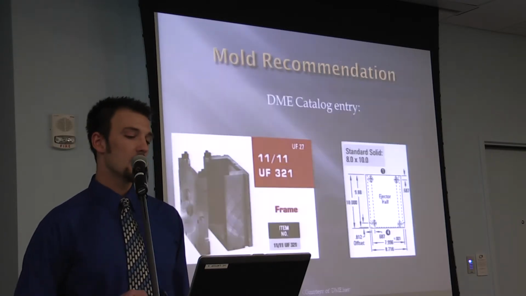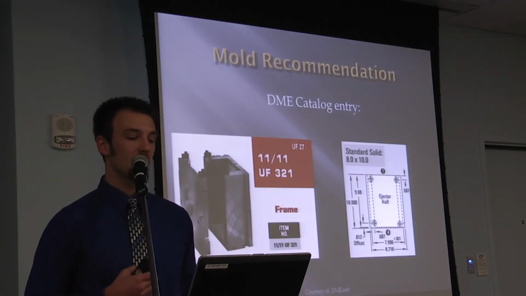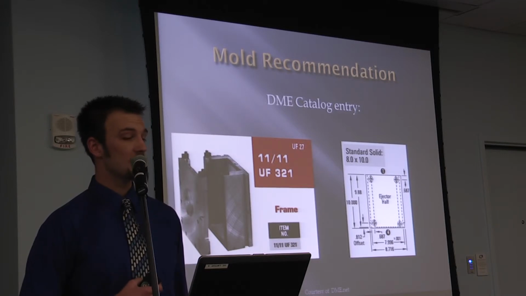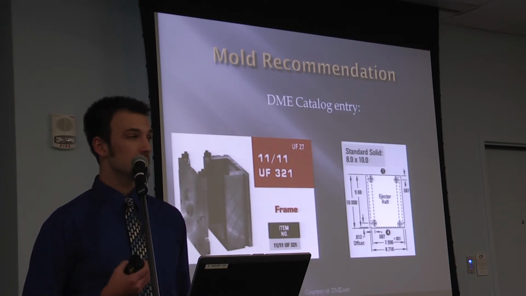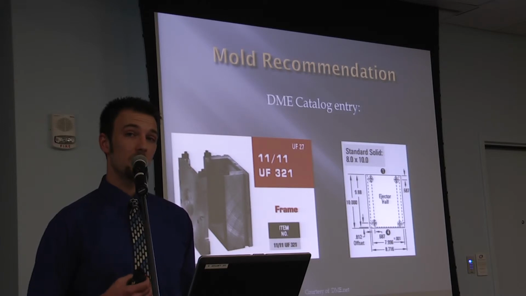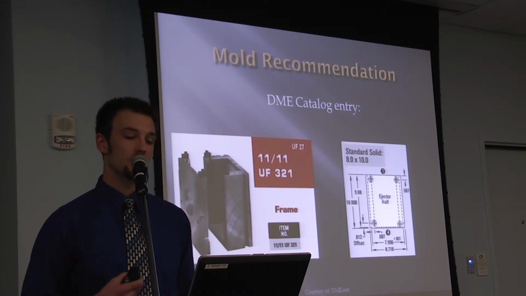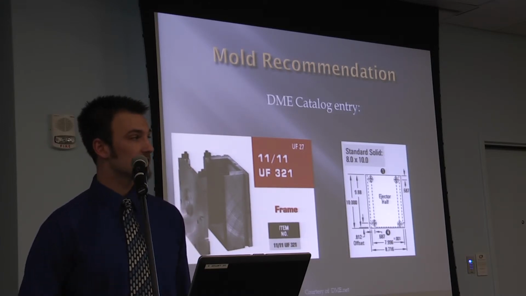at USI. What I would recommend is the 11 by 11 UF321 from the DME catalog. This is 8 inches in width, 10 inches tall, and about 5.5 inches in width. This should fit comfortably inside USI's injection molding machine.